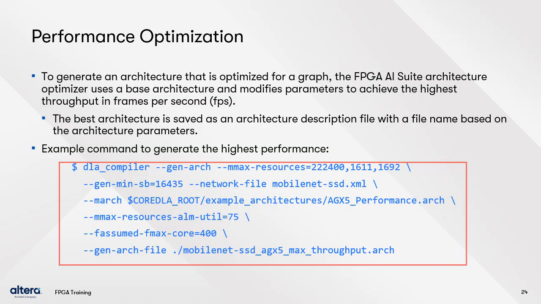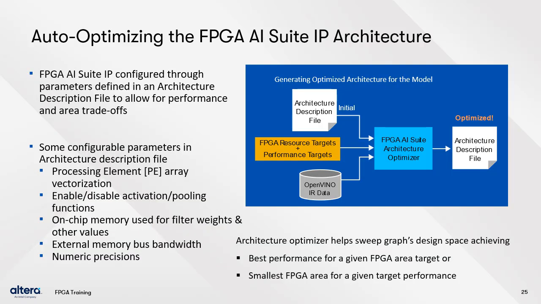To generate an architecture optimized for a graph, the FPGA AI Suite Architecture Optimizer uses a base architecture and modifies parameters to achieve the highest throughput in frames per second, known as FPS. The best architecture is saved as an architecture description file with a file name based on the architecture parameters. The example command to generate the highest performance is shown in the slide. The AI Suite IP has a highly configurable architecture. Configuring the design allows for different trade-offs between inference performance and utilization of FPGA resources. Configurations are specified through architecture description files. Some of the configurable parameters are listed in the slide.